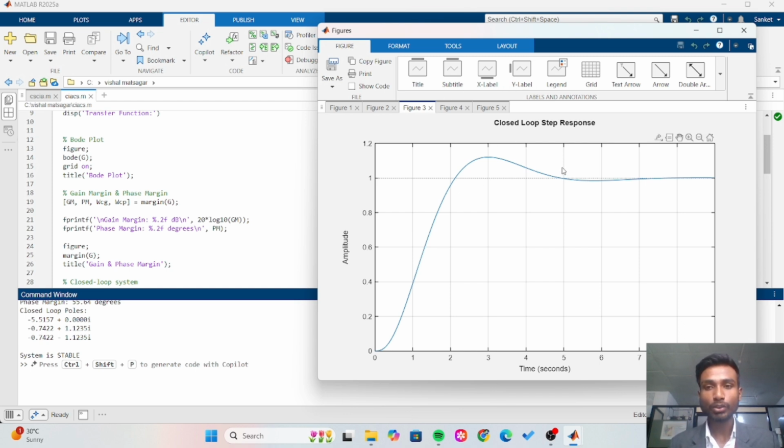For stability using poles, the poles of the closed loop system are calculated. All poles lie in the left half of the complex plane. Therefore, the system is stable.